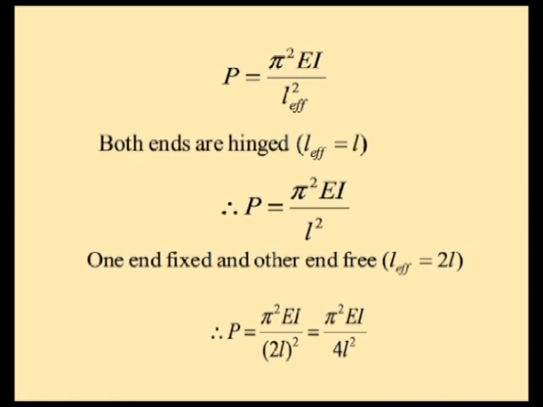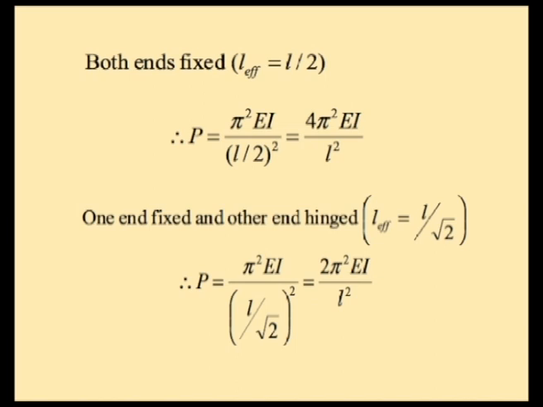For both ends hinged we have got pi squared E I by L squared, L effective being L. For one end fixed and the other end free, substituting L effective equal to 2 L, you will get pi squared E I by 4 L squared. Substituting L effective equal to L by 2 for the both ends fixed case, you will get 4 pi squared E I by L squared. For one end fixed and the other end hinged, substituting L effective equal to L by root 2, you will get 2 pi squared E I by L squared. So, these are the things one needs to remember in the case of long columns.